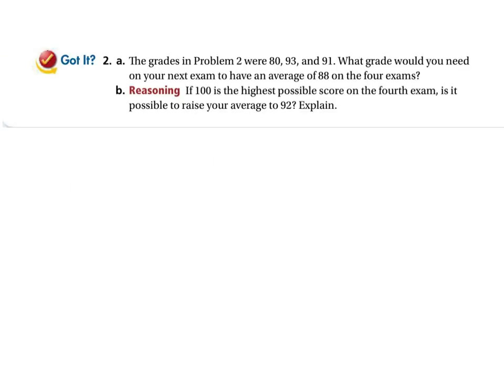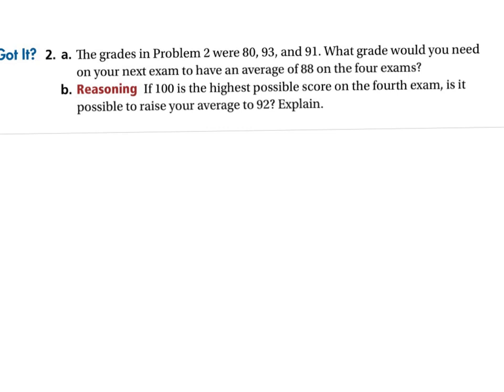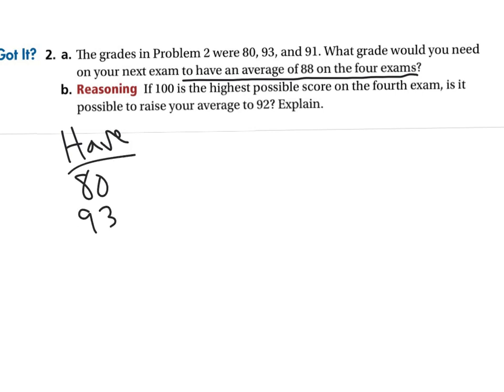We look at the Got It 2 Part A. So they told us again what our grades were, and then they're asking what you would need to have an average of 88 on the 4 exams. Depending on which way you did this, if you looked at how many you have and how many you need, these are the same numbers we had in example 2 or problem 2.